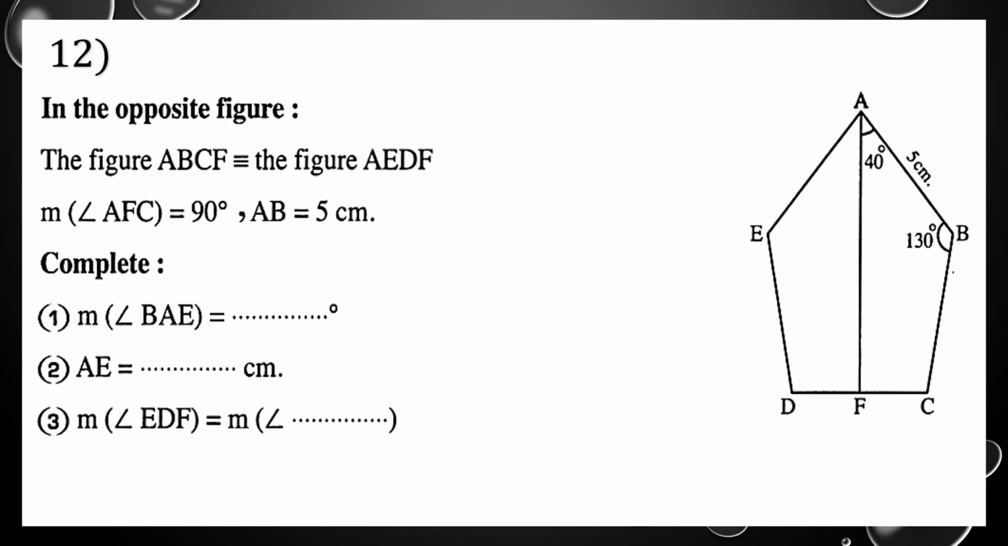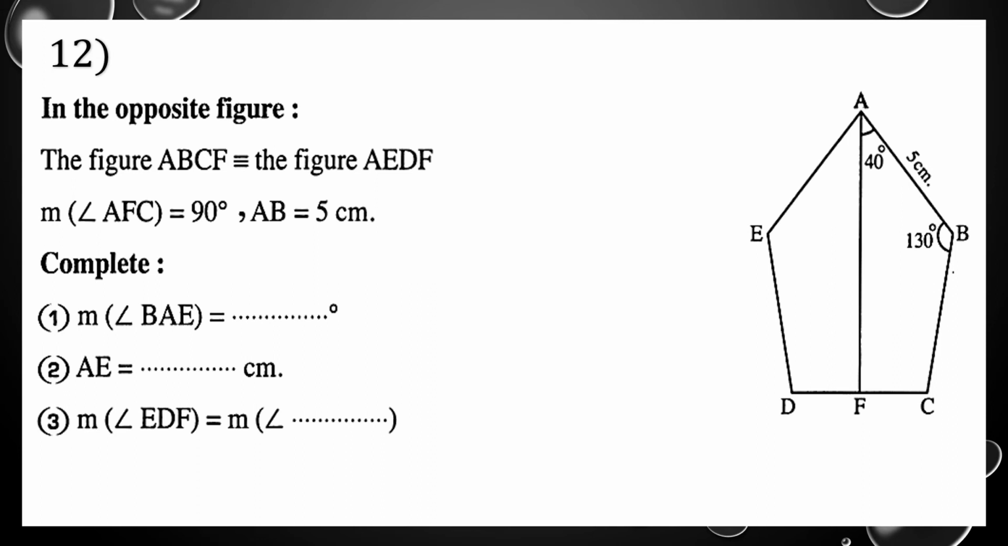In the opposite figure, ABCF is congruent to the figure AEDF. Measure of angle AFC equals 90 degrees, AB equals 5 centimeters. Complete number 1. Measure of angle BAE. Don't forget, the two polygons are congruent, so all sides in the first polygon are equal in length to the second polygon, and all angles are equal in measure in the two polygons.